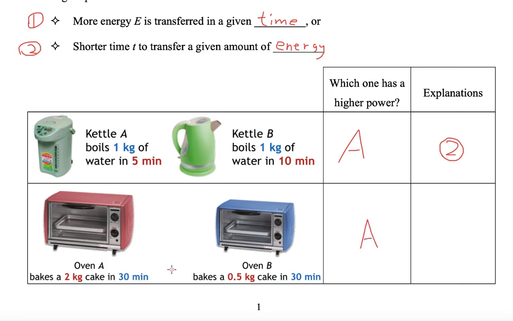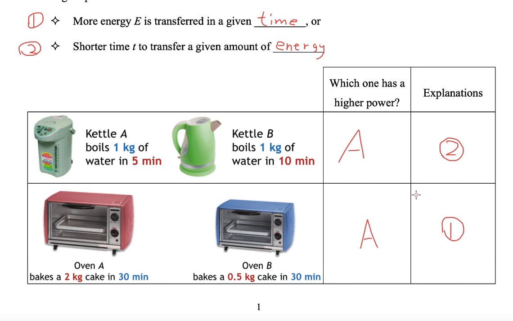Oven A has a higher power because it can transfer more energy within the same period of time compared with B. So what's the explanation? This time is about more energy within the same period of time in a given time. Okay?